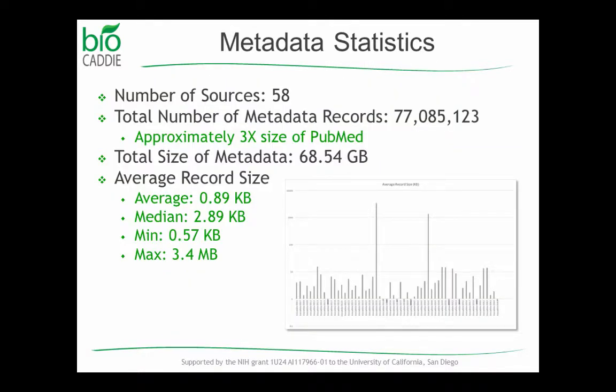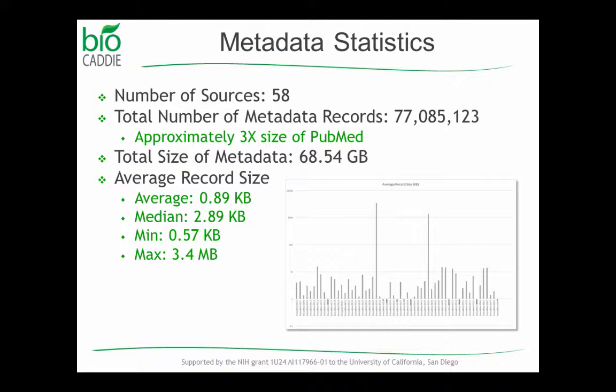So in terms of metadata statistics, this is taken from a run-through of the full set of metadata when we had 58 sources, earlier this year. It's just to get an overview of the size of records and what the variation is. At that time we were already 3 times the size of PubMed. PubMed is on the order of 22 million or so articles. At that point we were at 77 million.